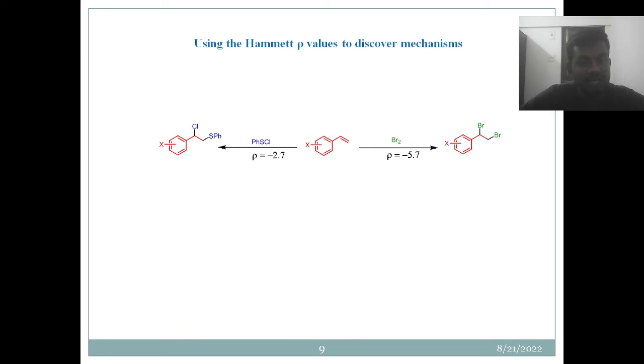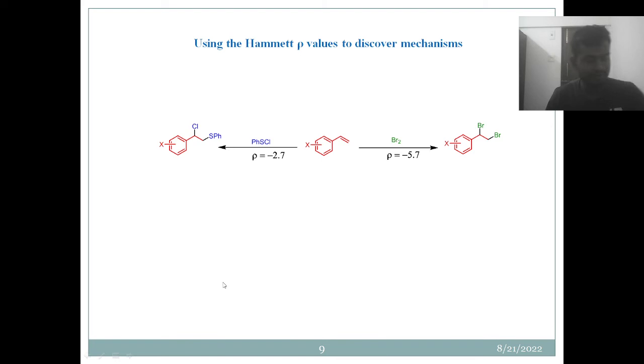Of course, both are negative, meaning that when X equals NO2 group and when X equals NH2 group, what will be the case? The NH2 group will favor, so Kx will be higher than KH, whereas the NO2 group will disfavor. Now, it's a carbocation type, some positive charge forming will be there. So can you explain what the different mechanisms are? That's why it is said rho values help discover mechanism.